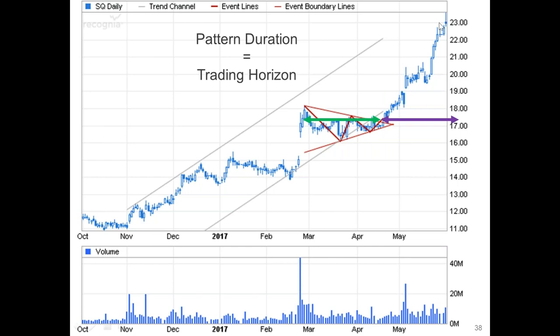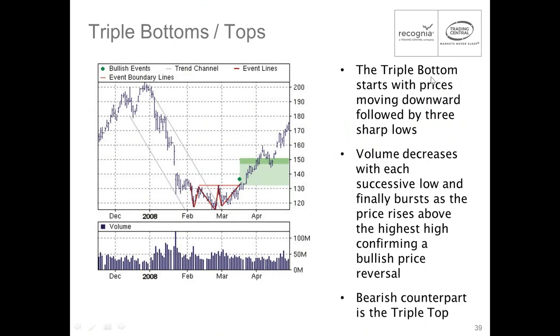We can also derive what is called the trading horizon. How long do we think it will take to reach the target price? The way we do that is by measuring the pattern duration. From where the pattern started to where it's confirmed, we measure that and add that amount of time to the confirmation date, and that gives us a guideline for how long we think it's going to take to reach the target price. So in this case, we thought the price would make it to about $20 by right here, about middle of June, it looks like. And in fact, we made it past that in this particular example. So this pattern actually worked out really, really well.